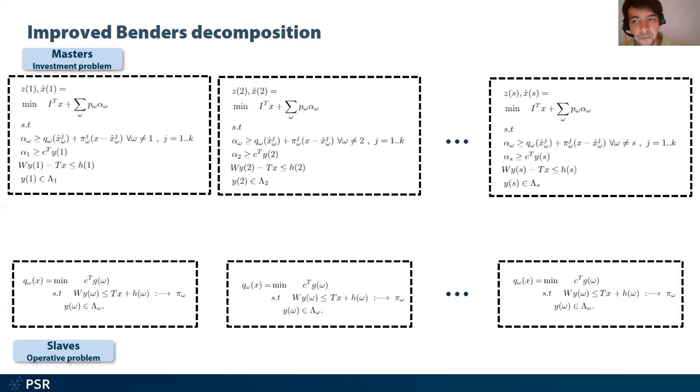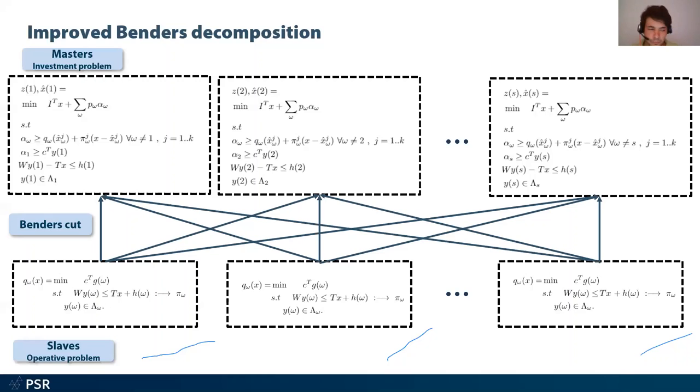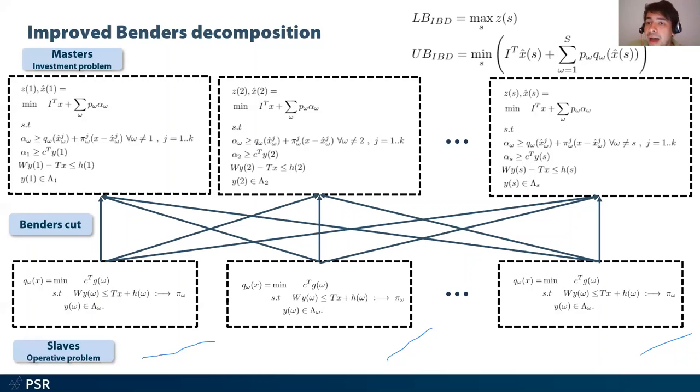We are going to have 10 different investment solutions. And for each one of these investment solutions, we can calculate the operative problem. Please note that the operative problems are all the same. Since the operative problem is always the same, we can share Benders cuts across the master problems. So we can take one Benders cut from the operative problems to all of the master problems. At the end of the day, we are going to have 10 valid lower bounds and 10 valid upper bounds, because we have 10 scenarios. The idea is to take the biggest lower bound and the smallest upper bound, so that we can have the best convergence of the problem, right?